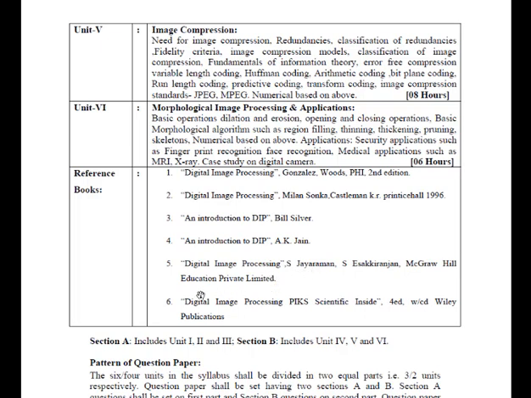Then serial number 6, Digital Image Processing, PIKS, Scientific Insight. This has good problems. So you can get good solutions of numericals and practice of numericals from this last book.